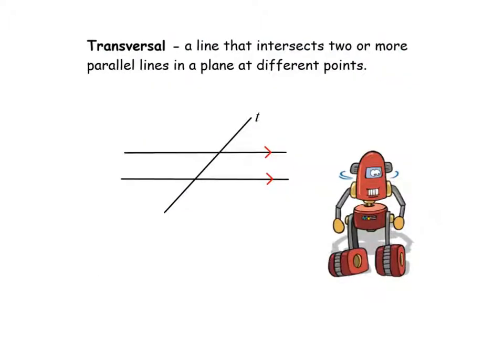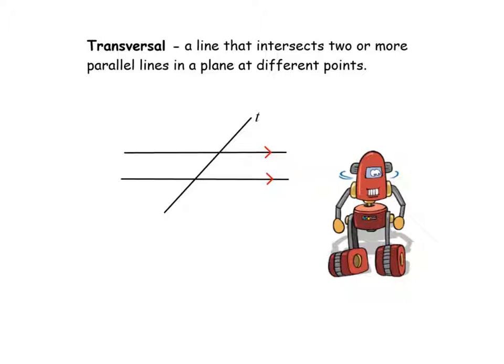Now, when we have parallel lines, such as here, any line that crosses that is called a transversal. Okay, so it's a line that intersects two or more parallel lines. All right, so this is just called a transversal. A lot of times they label it with the letter T.